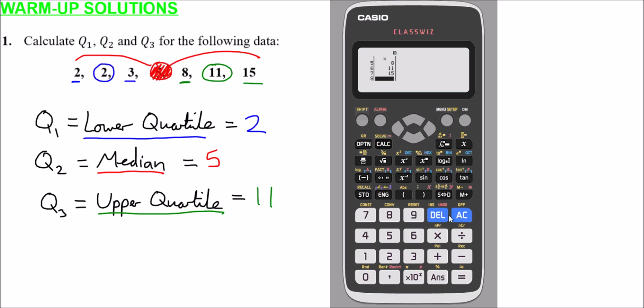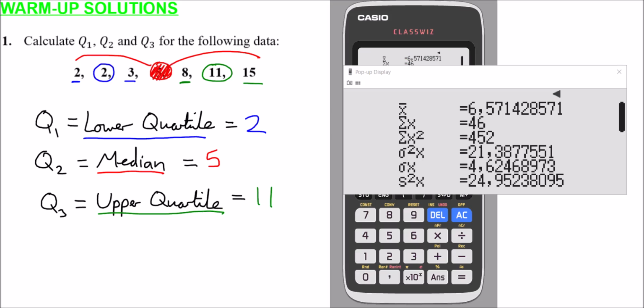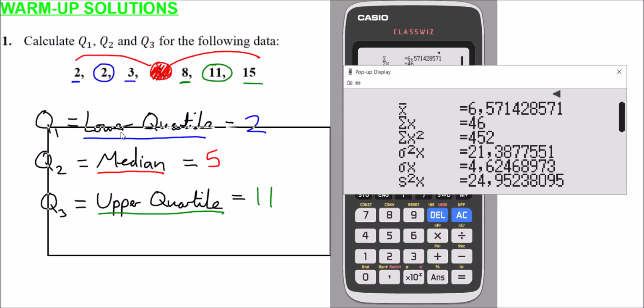We now press AC, but don't worry, it's not going to erase all the data. So press AC, then press OPTN, so we can get options for these data. We want to press 2, one variable calculations. So the calculator will now perform calculations based on the data we've just entered. So press 2. Here we have all this summary data. I'm going to try and enlarge this for you so you can see it more clearly. Okay, so this is what we've got on the calculator display.